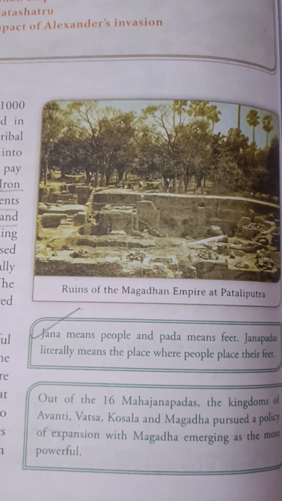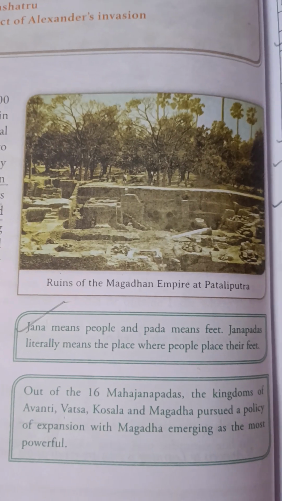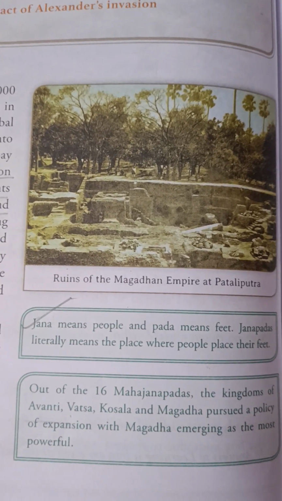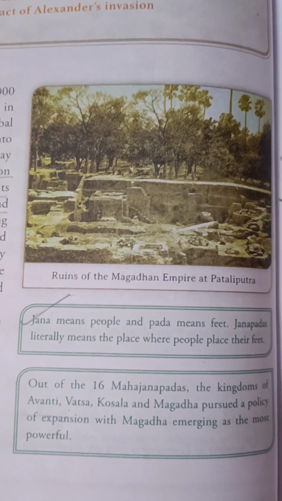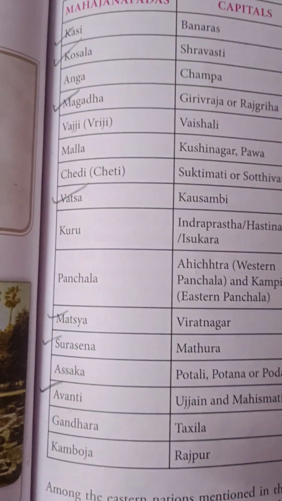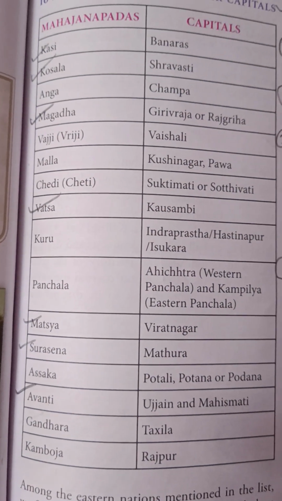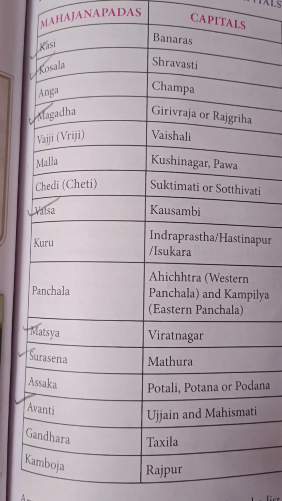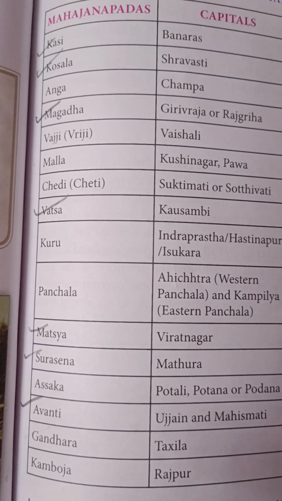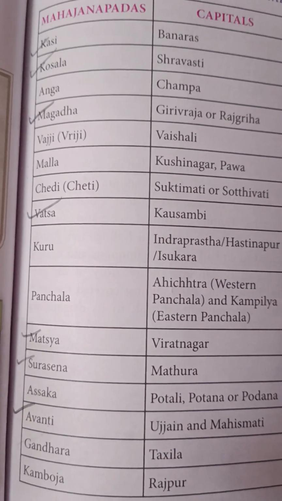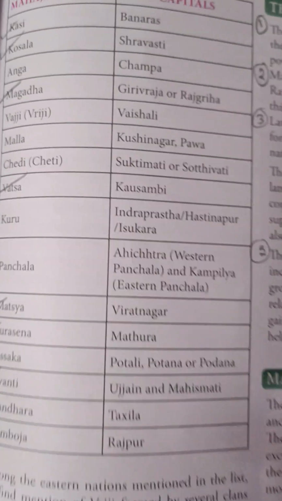Before that, I am just going to tell you what Janapada means. Jana means people and Pada means feet. So Janapada literally means a place where people place their feet. Now from this chart you will learn about 7 Janapadas, the Mahajanapadas and their capitals, that are Kashi, Koshala, Magadha, Vatsa, Matsya, Surasena and Avanti. You will also mark in your book.